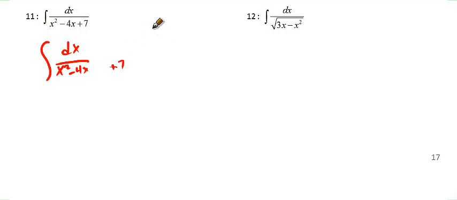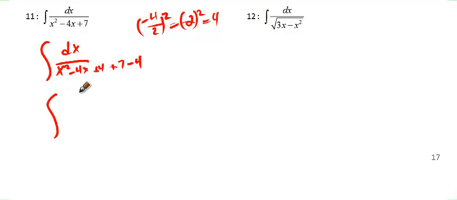And what we're going to put here is, well, b over 2 squared. So negative 4 divided by 2 squared. So negative 2 squared, or 4. We're going to add 4 here, but we have to balance it, so we put a minus 4 here.